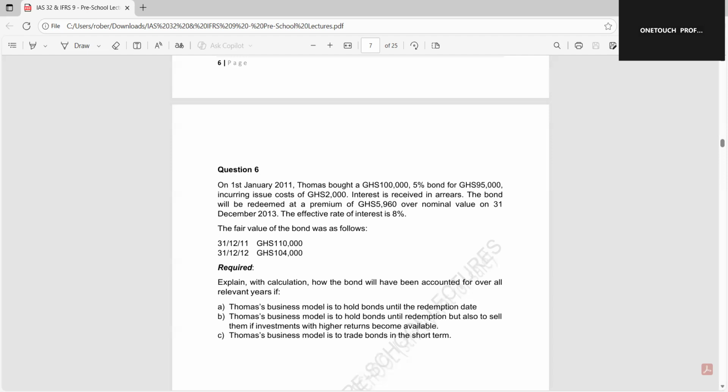Then C. The business model is to trade bonds in the short term. That is a financial asset at fair value through profit or loss. If the intention is to trade, once it's held for trade, then it is measured at fair value through P&L. Okay.